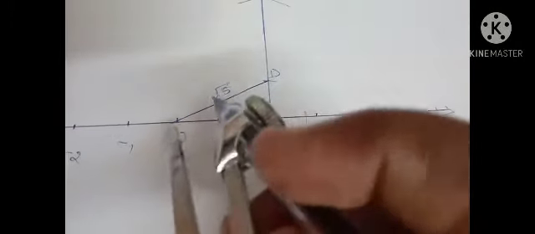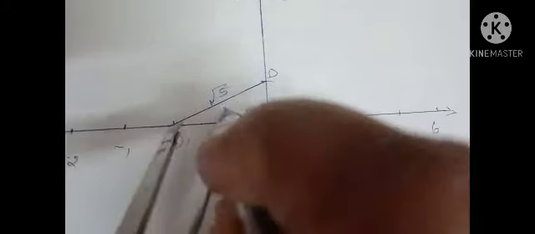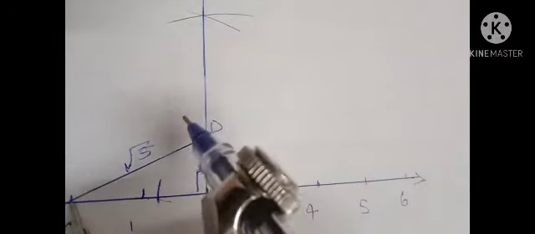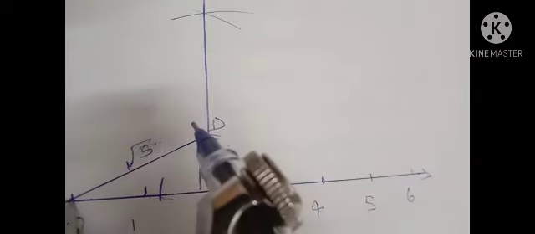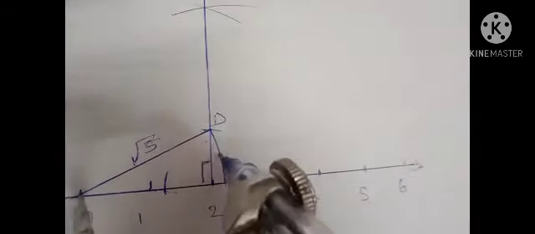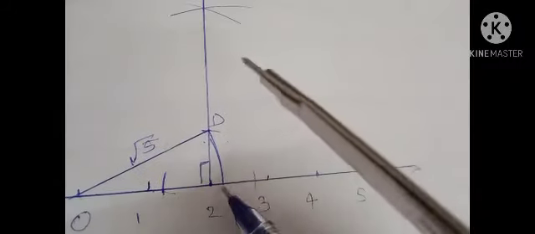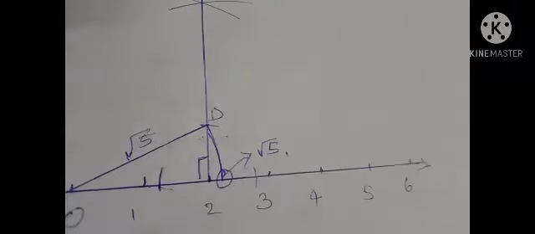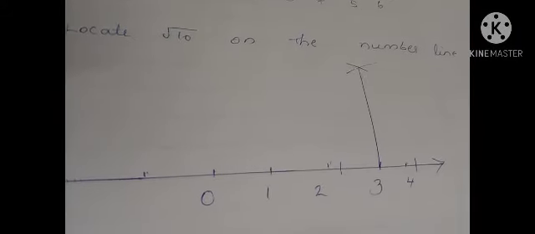Then, as in the above session, I already told that this much distance OD we have to take. Put the compass at point O and take the distance OD. Then draw the arc. This point will be root 5.